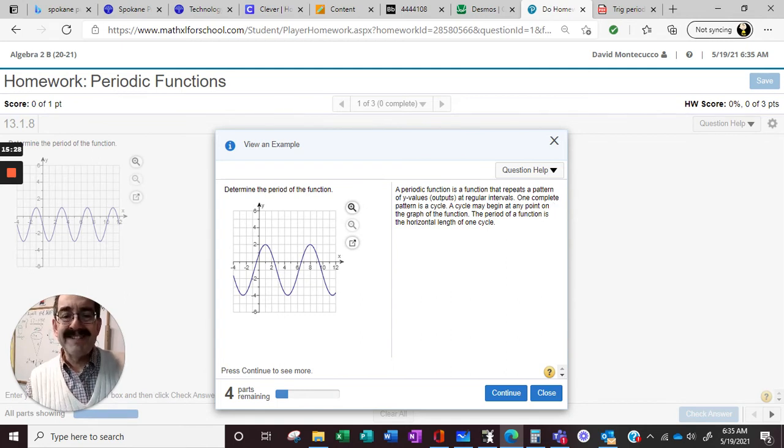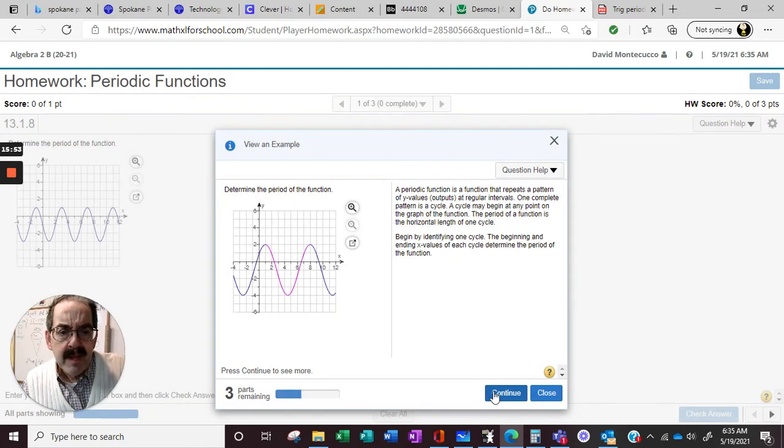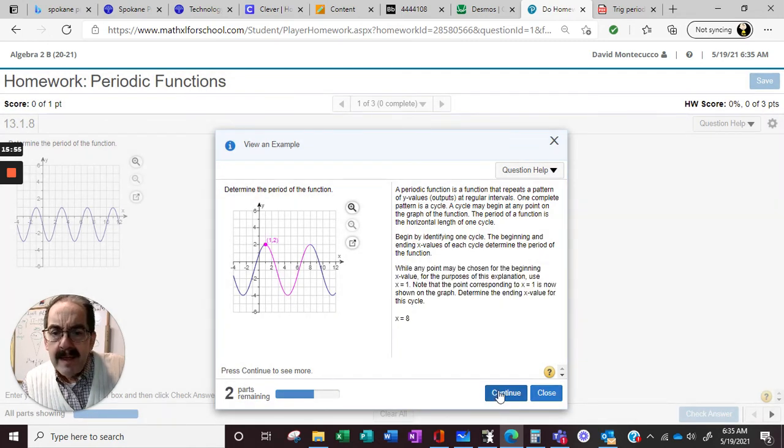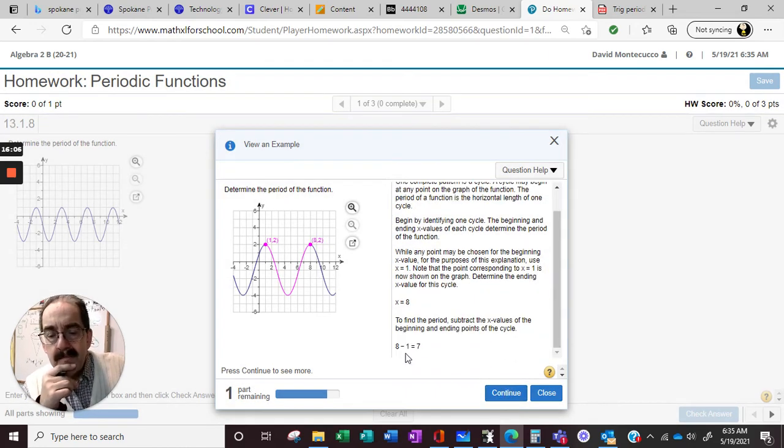One complete pattern is a cycle. So all the way down, all the way up. That is the period. From bottom to bottom, or just pick a spot and find the entire cycle. I love going high to high. So what would that be? The x value at the end is 8. The first value is 1. 8 minus 1 is 7.